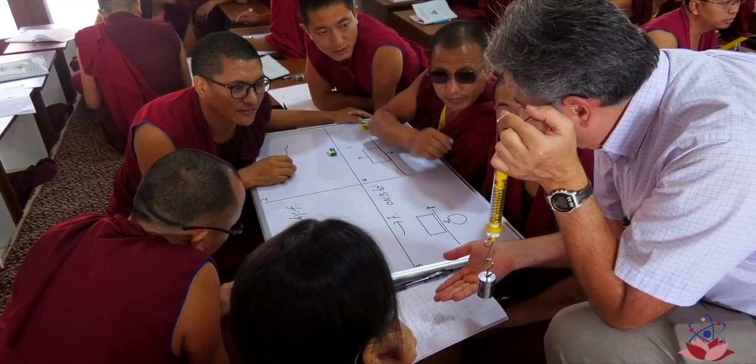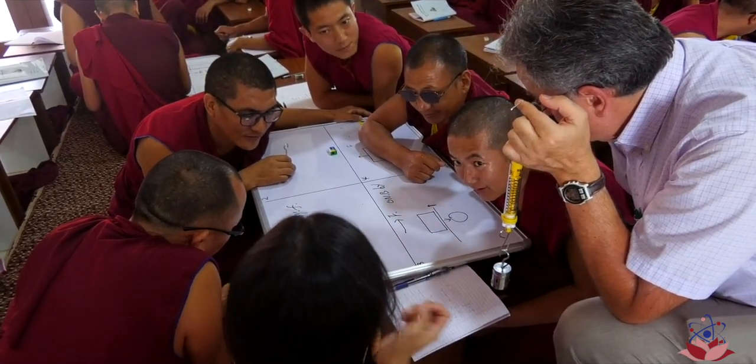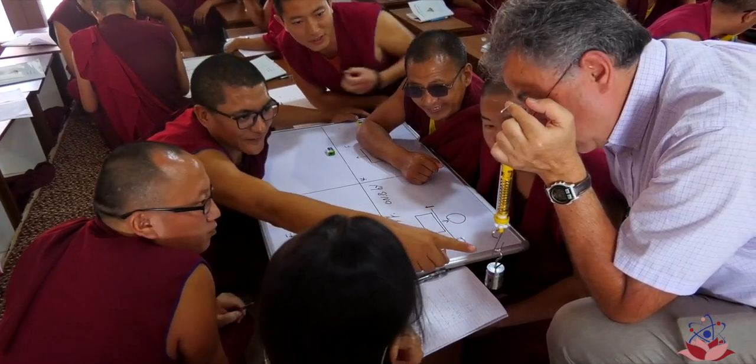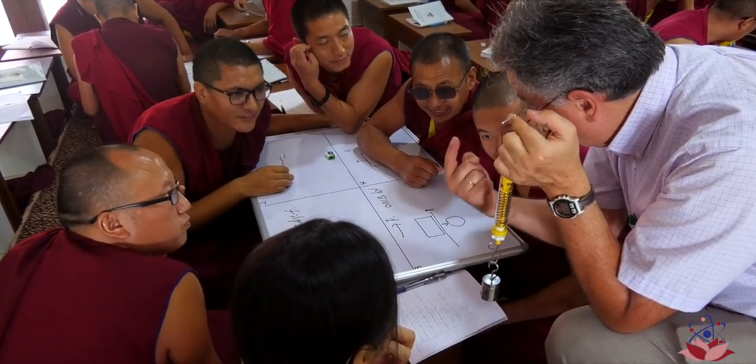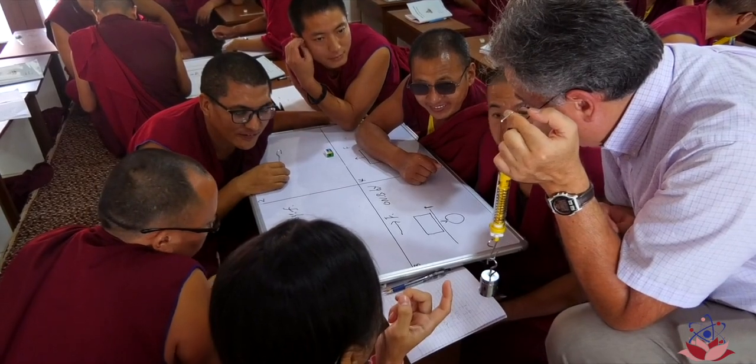Why doesn't it fall? Because it's hung. So here the spring is pulling it out. How do those two forces compare?